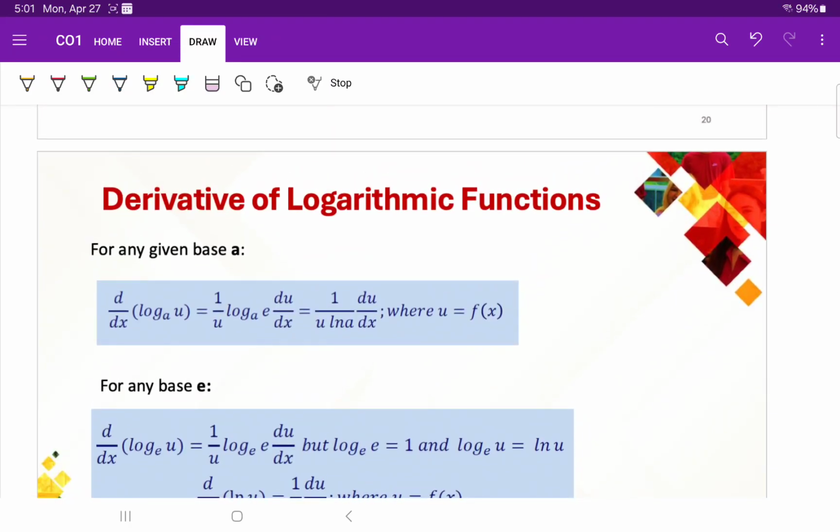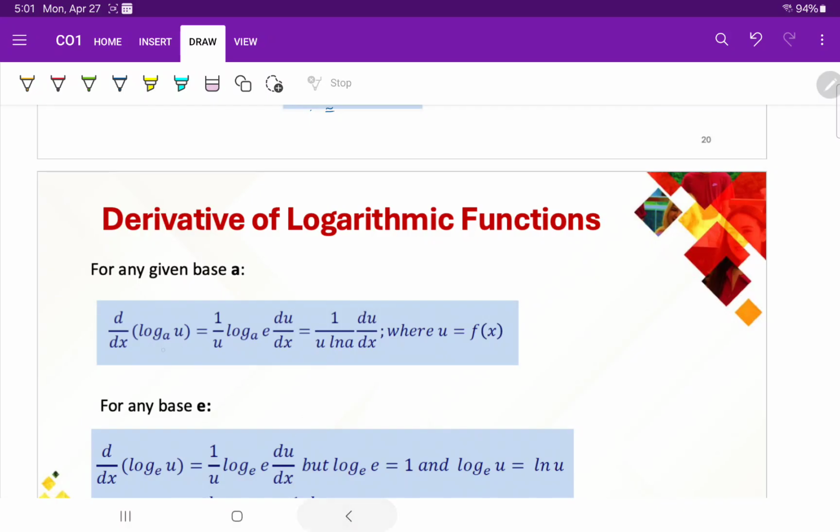First is, what is the derivative of the log of u to the base a? It's 1 over u log of e to the base a du dx, where u is a function of x. Now, it says that if the base is a, we could also write it as 1 over u ln of a du dx. But we just simply use this one.